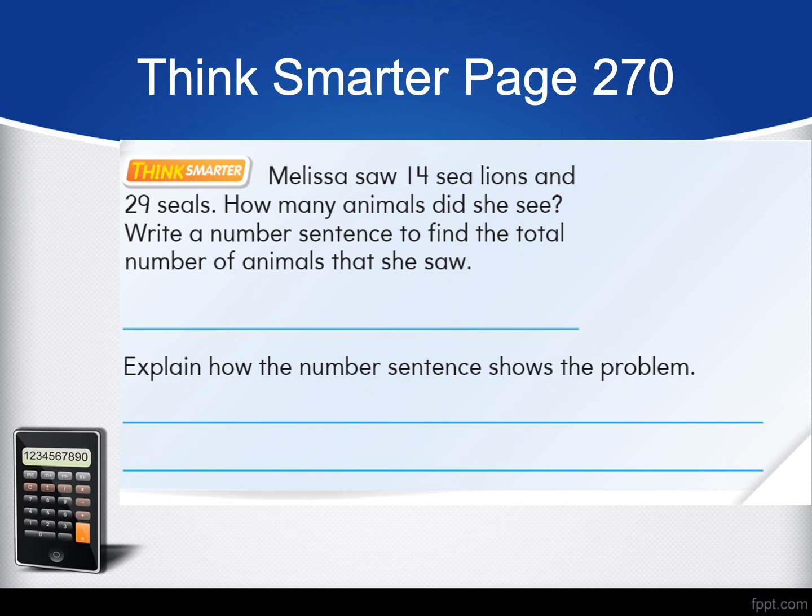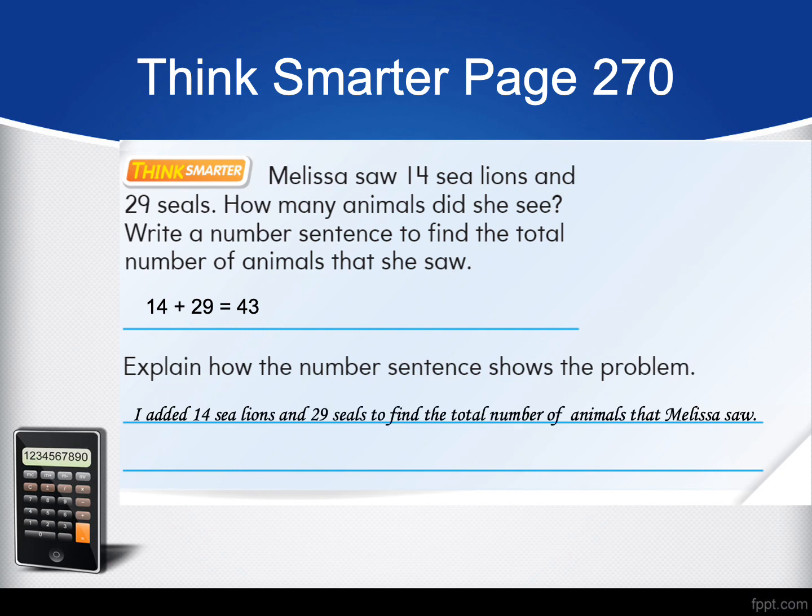So what number sentence are you going to write, children? You will write 14 plus 29 equals 43. And how will you explain this? This is how you will explain. I added 14 sea lions and 29 seals to find the total number of animals that Melissa saw. I would like you to complete this on page number 270, which is number 16. Again, this will be checked in class when you come tomorrow.